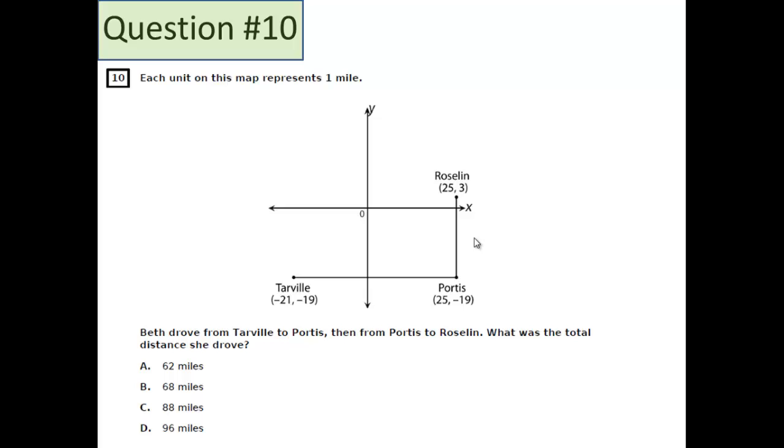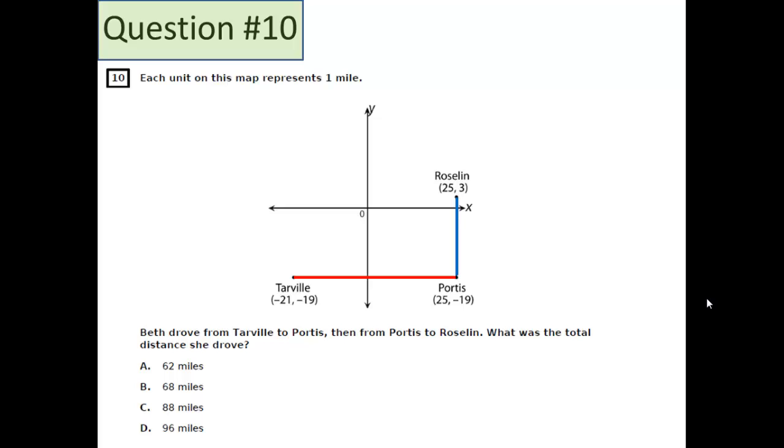It says each unit on this map represents 1 mile. Here's your map. Beth drove from Tarville to Portis, then from Portis to Rosslyn. What was the total distance she drove? You got to understand, this is what they're asking for: from Tarville to Portis, that red line, and then from Portis to Rosslyn. So you need to calculate the length of both of those lines. We're going to take them one at a time because I know you know how to do this.